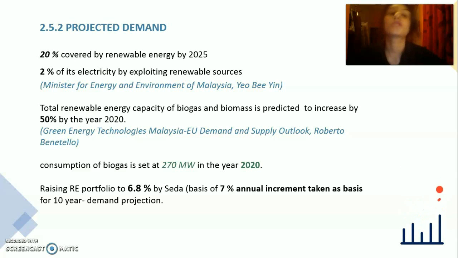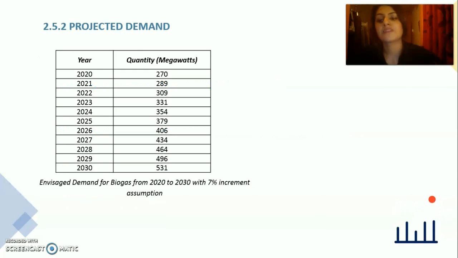10-year demand projection. So, based on the CEDA report, we can see that the increment of renewable energy is predicted to be at 6.8%. So because of that, we have taken the basis of 7% annual increment for our 10-year demand projection. So this is our envisaged demand for biogas from 2020 to 2030 with 7% increment assumption. So in 2020, it's expected to be 270 megawatts, and by the end of 2030, it will be 531 megawatts.